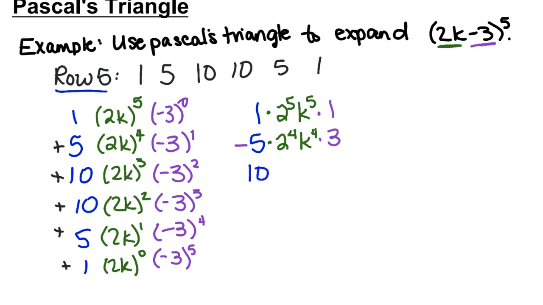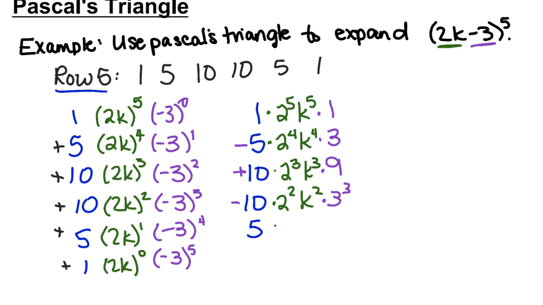And then I have 10 times 2 to the 3rd, k to the 3rd. If I square a negative, it becomes positive. Then another 10, 2 squared, k squared. If I cube a negative, it's going to be negative, and then it's going to be whatever 3 cubed is. We'll figure it out in a minute.